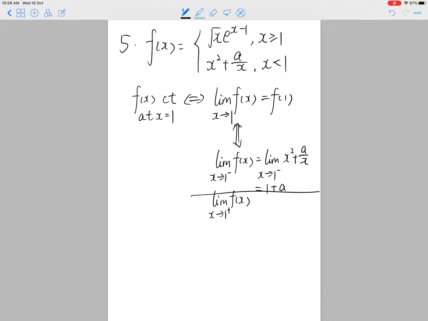What is the limit from the right? It is the limit of square root of x times e to the power of x minus 1. Then you can just sub in: square root of 1 times e to the power of 1 minus 1. It's just 1. So 1 plus a must equal 1. So a is 0.